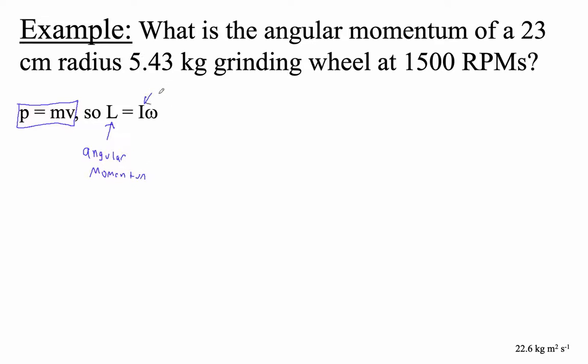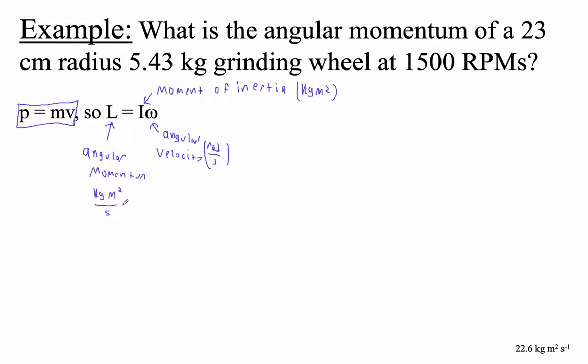This is moment of inertia. Remember, that's our expression of angular inertia, right? The moment of inertia. And then this is our angular velocity. Okay, so let's take a look at this thing. So the moment of inertia is kilogram meters squared, like mr squared, right? Angular velocity is radians per second, right? And so angular momentum is kilogram meters squared per second.